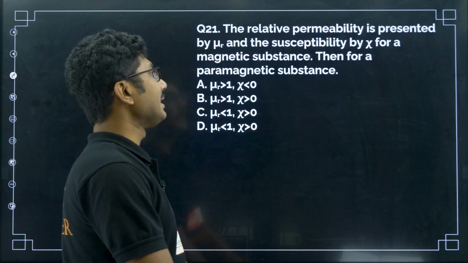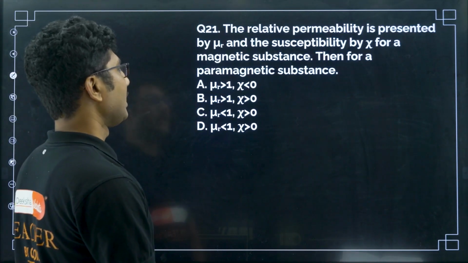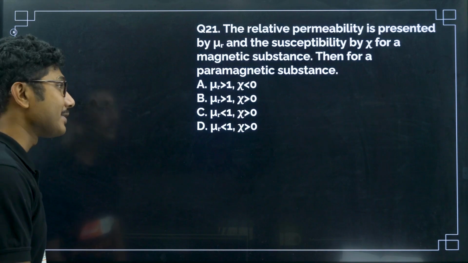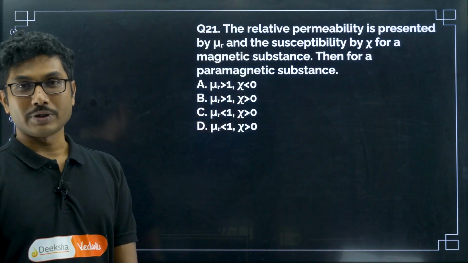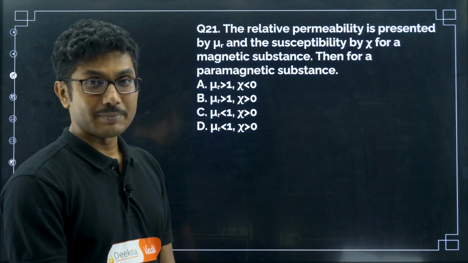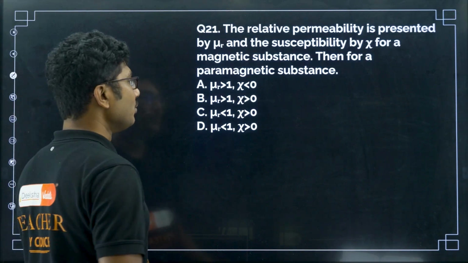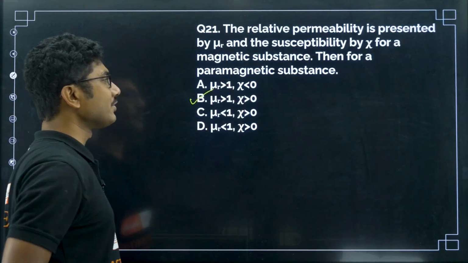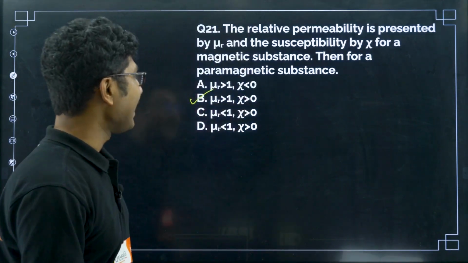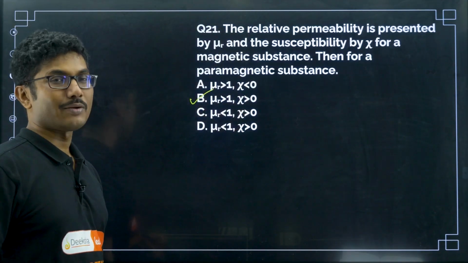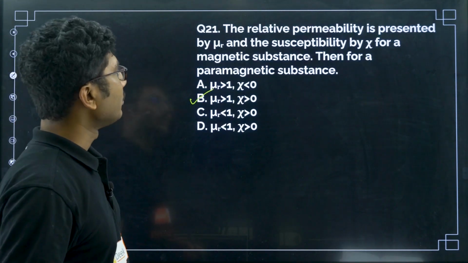The relative permeability is represented by mu r and the susceptibility by chi for a magnetic substance. Then for a paramagnetic substance it is? You should remember that for a paramagnetic substance mu r and chi both are positive, not very highly positive, but positive, and mu r is greater than 1. So mu r is greater than 1 and chi is positive. So this is the correct option. Only for a diamagnetic substance chi is negative, and mu r is less than 1 but greater than 0. Mu r cannot be 0. So this is the case.